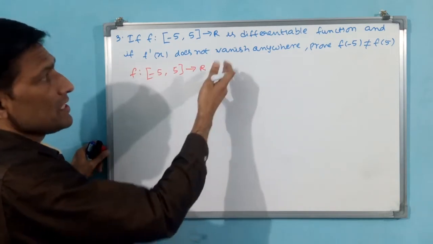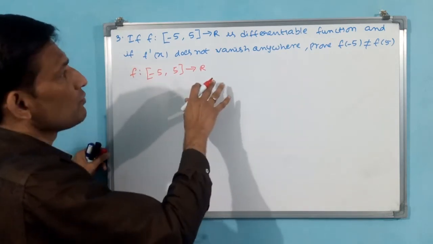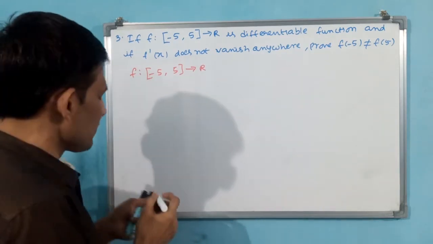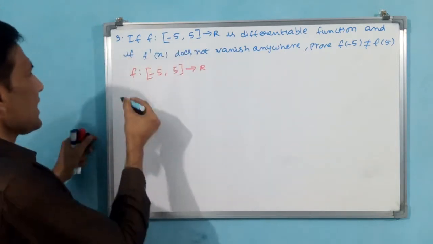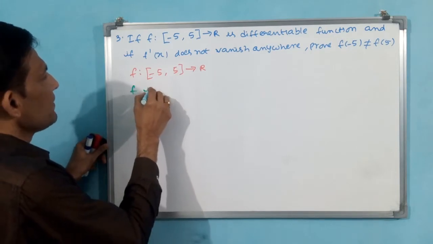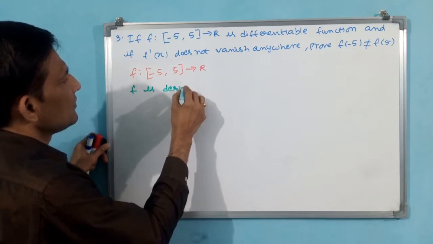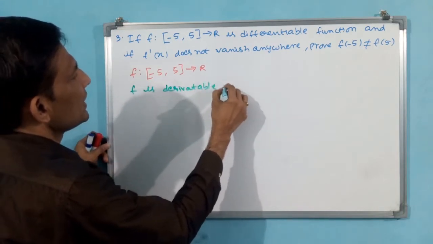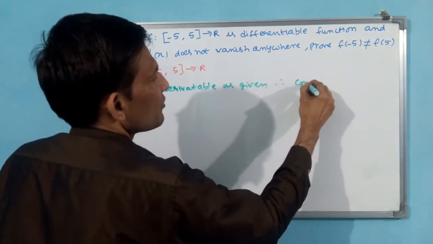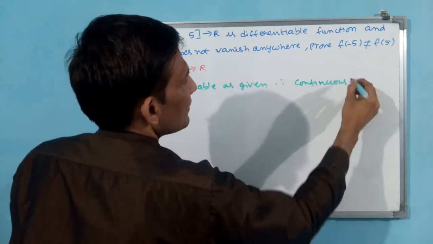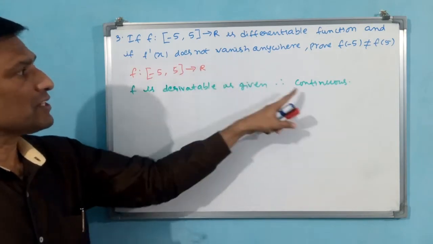You write. Why? Because this is satisfying the mean value theorem. But don't write the mean value theorem now itself. Next step we will write. This they have only given. And again you write: f is differentiable as given, therefore continuous. See, already they have given differentiable. That is why we can confirm that this function is continuous.